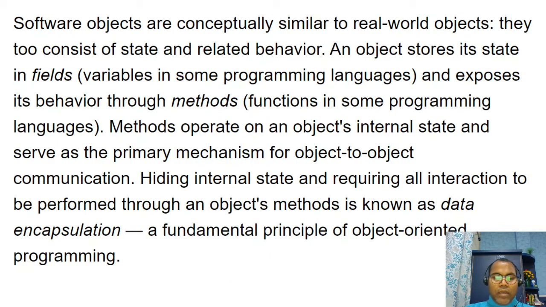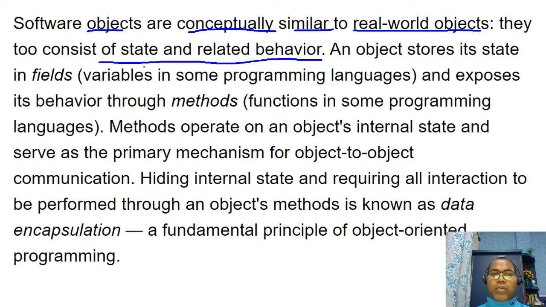Conceptually, software objects are similar to real-world objects. So note that a Java object looks similar to a real-world object, and it consists of state and related behavior. State means the attributes, the fields on which the particular object was constructed, and behavior means the functionality, how as human beings we use those objects.